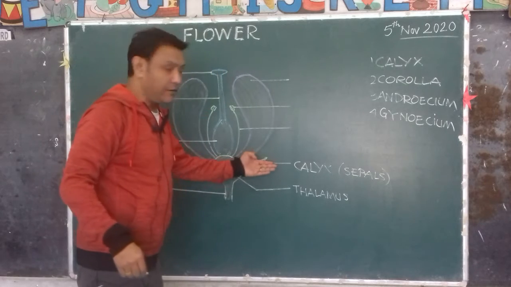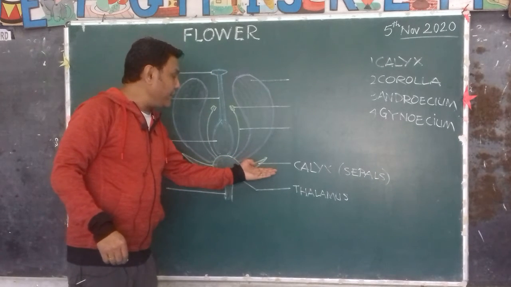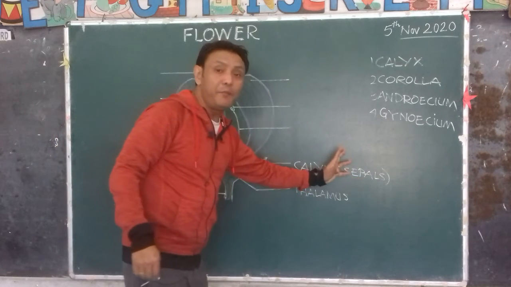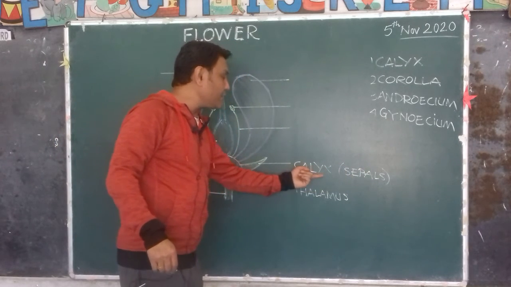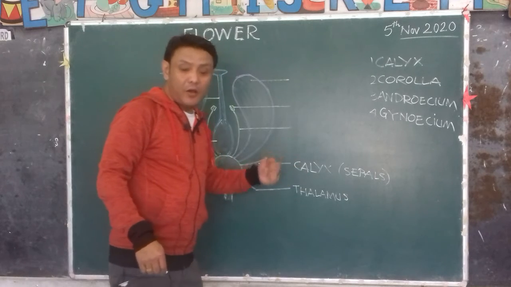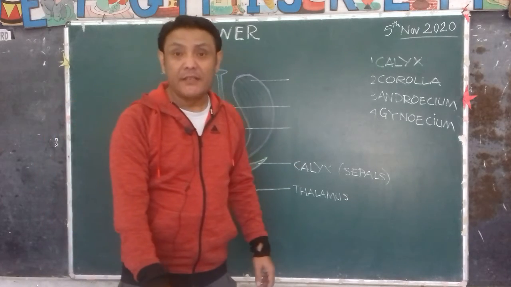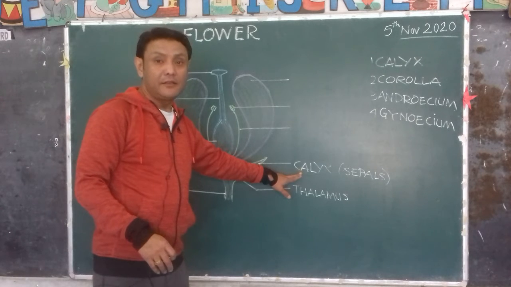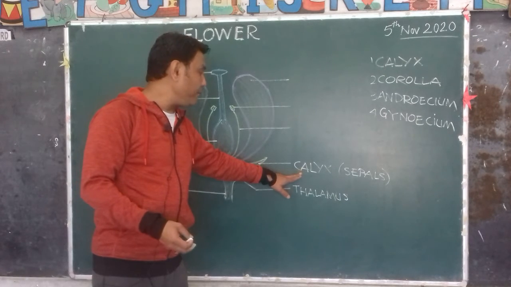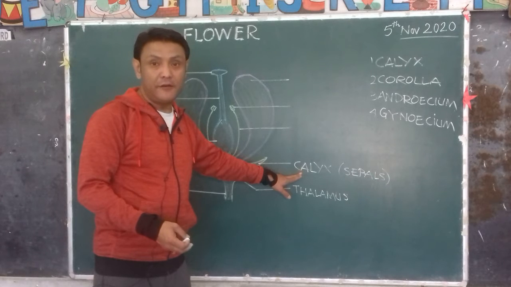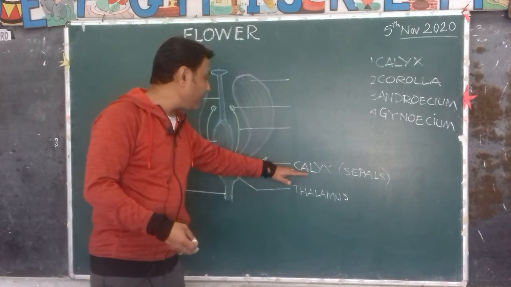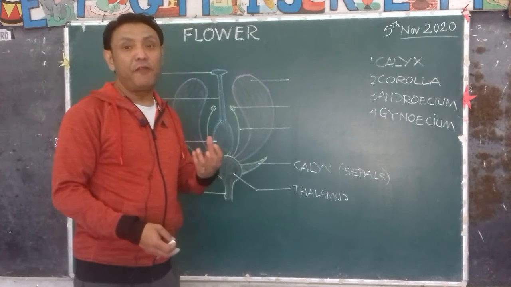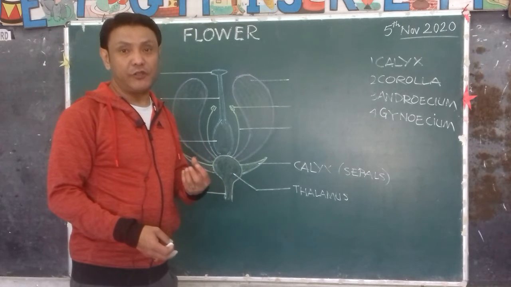The leafy structure, or the first whorl, the leafy structures are known as the sepal, and many sepals make up the structure called calyx. Now, what is the function of the calyx? Since the calyx is usually green in color, it can manufacture food. Okay? Since it contains chlorophyll, it can manufacture food, and the calyx protects the flower during the bud stage.